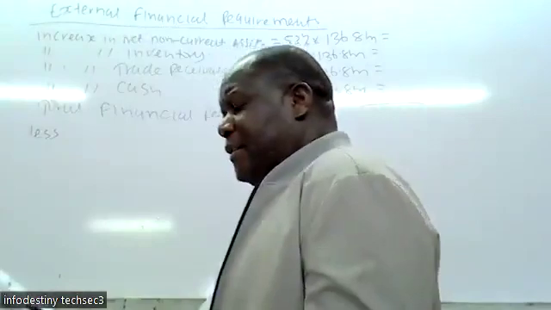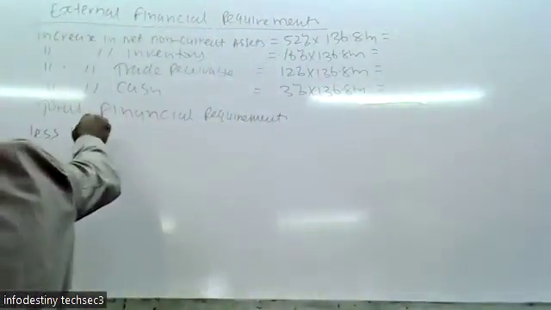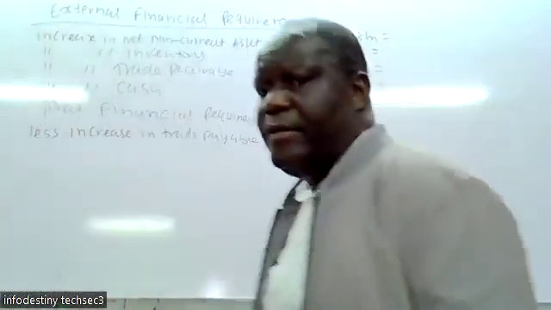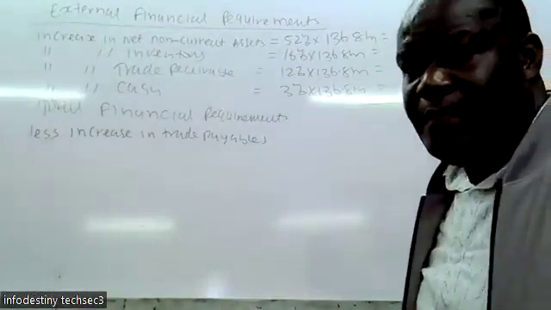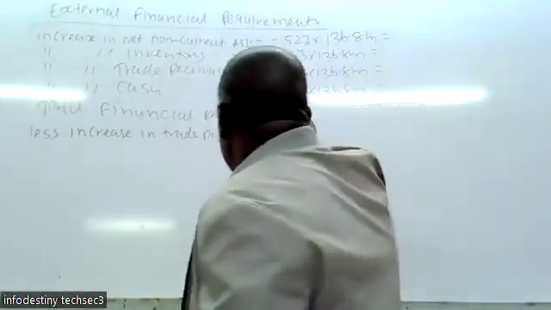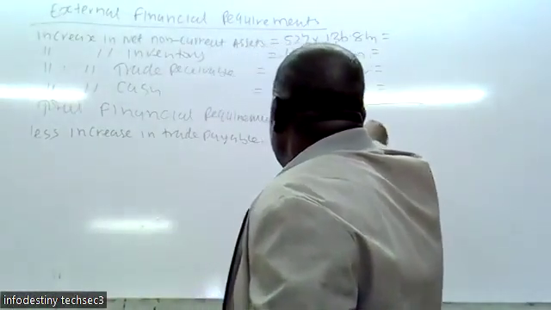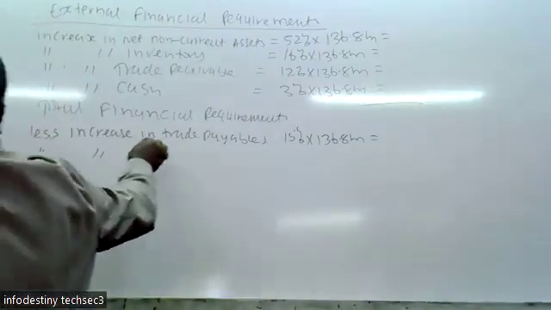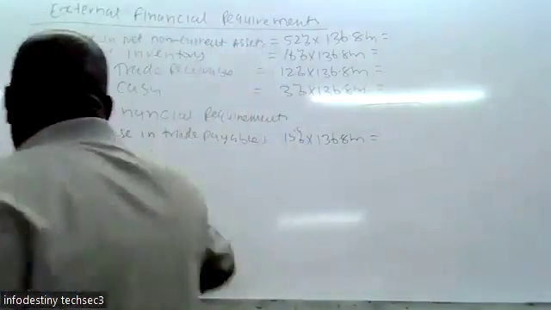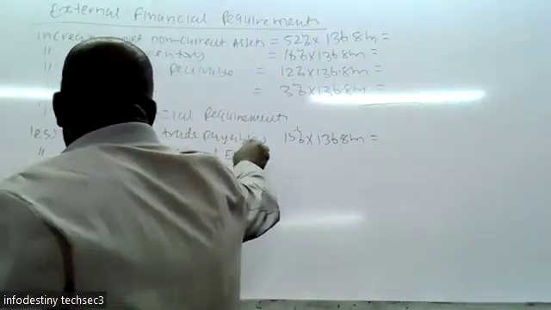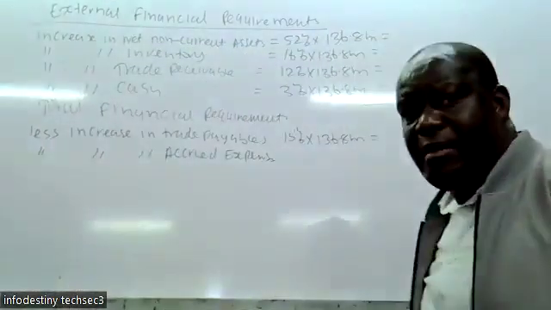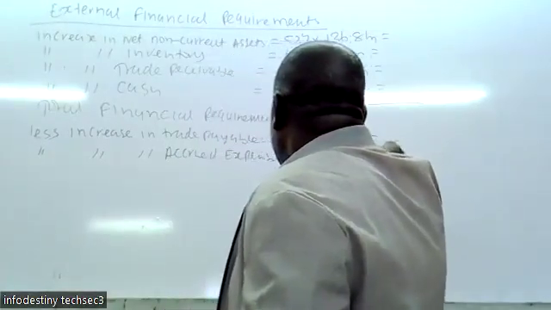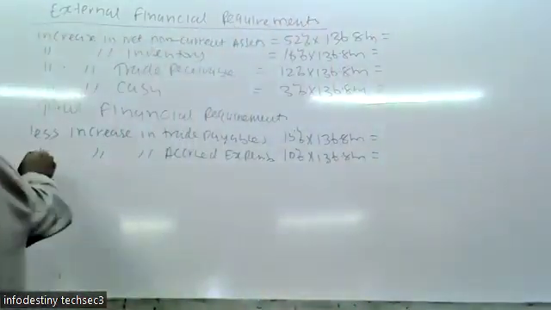Then after that, less increase in the trade payables. So trade payables, you got which percent? 15% of 136.8. The next one is also less increase in accrued expenses. So accrued expenses, it was what percent? So 10% of 136.8 million.